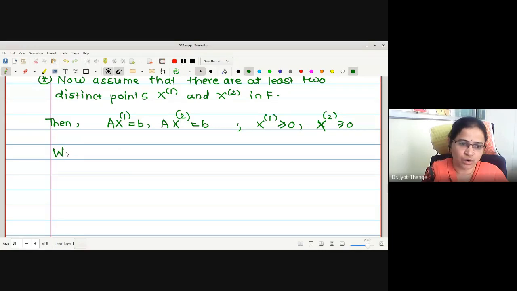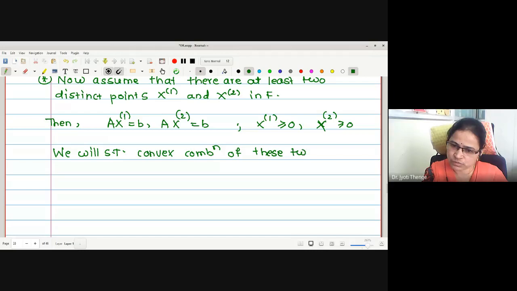Here I write: now we will show that the convex combination of these two feasible solutions, or instead of these two, I'll write any two feasible solutions, is also a feasible solution.